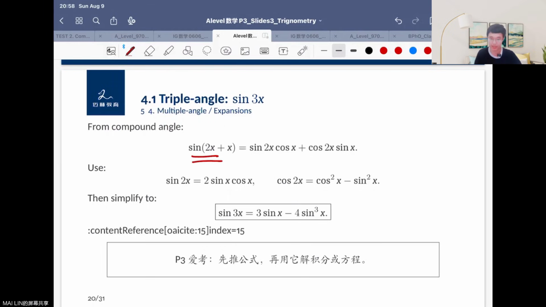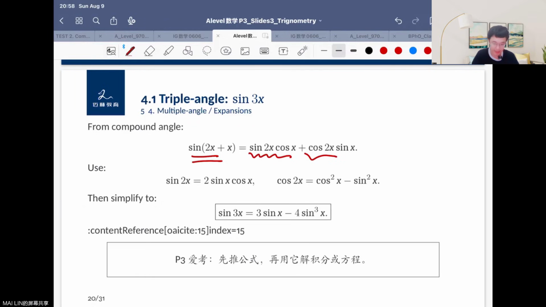We can just consider that 2x plus x, and that is two angles added together, okay? That is for 2x plus x. And then it can be expanded as sine 2x times cosine x plus cosine 2x times sine x, right? That is using the trigonometric rules for the sine function, right?